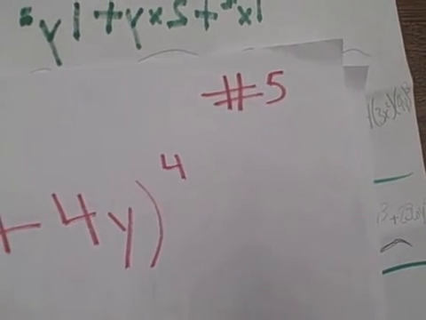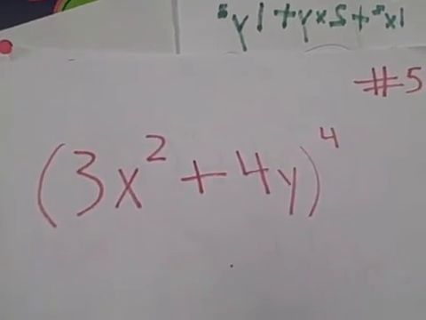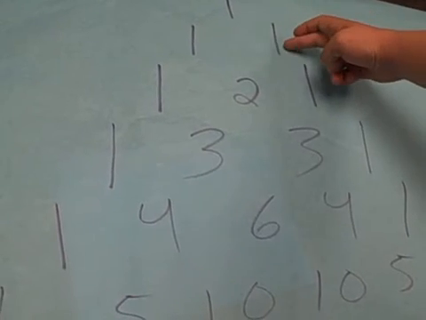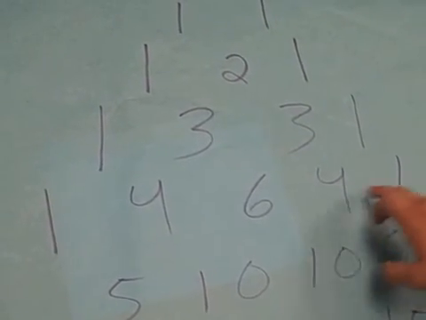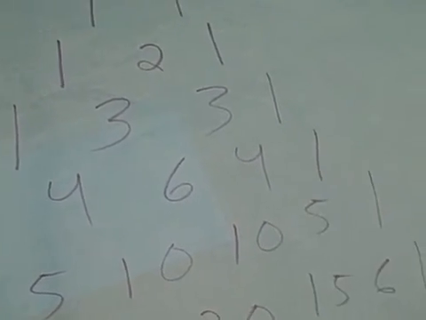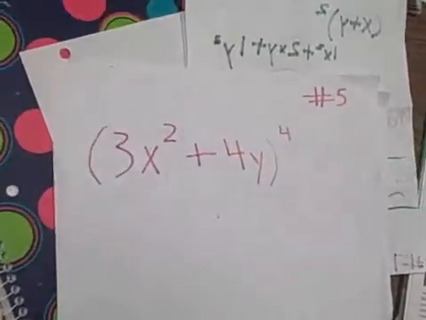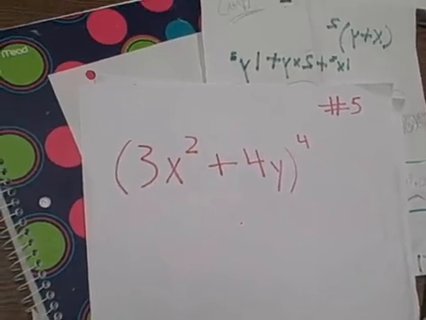Okay, our 5th problem is (3x squared plus 4y) raised to the power of 4. Now you know that the thing is raised to the power of 4, you have to go down 4 on Pascal's triangle. 1, 2, 3, 4. That tells you the coefficients you'll be working with are 1, 4, 6, 4, 1. You have to take the coefficients and split up the x's and y's. The powers of x's go down, while the powers of y go up.